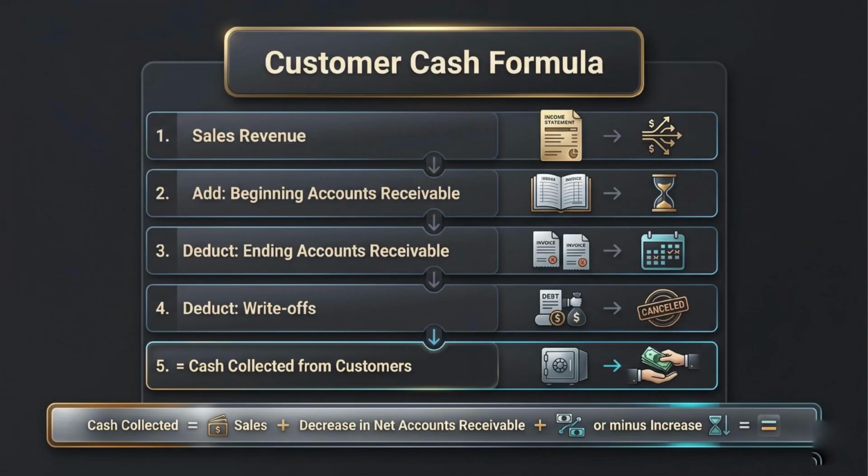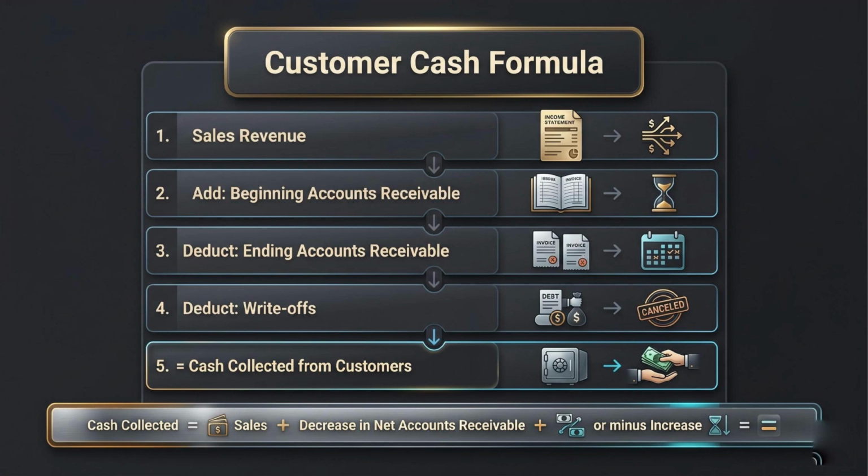Now let us study the customer cash formula. We start with sales revenue from the income statement. Then we add beginning accounts receivable, because cash collected during the current period may include receivables that existed at the start of the period. Then we deduct ending accounts receivable, because those sales have been recorded but not yet collected in cash. If there are write-offs, we deduct them separately because write-offs reduce receivables but do not produce cash.